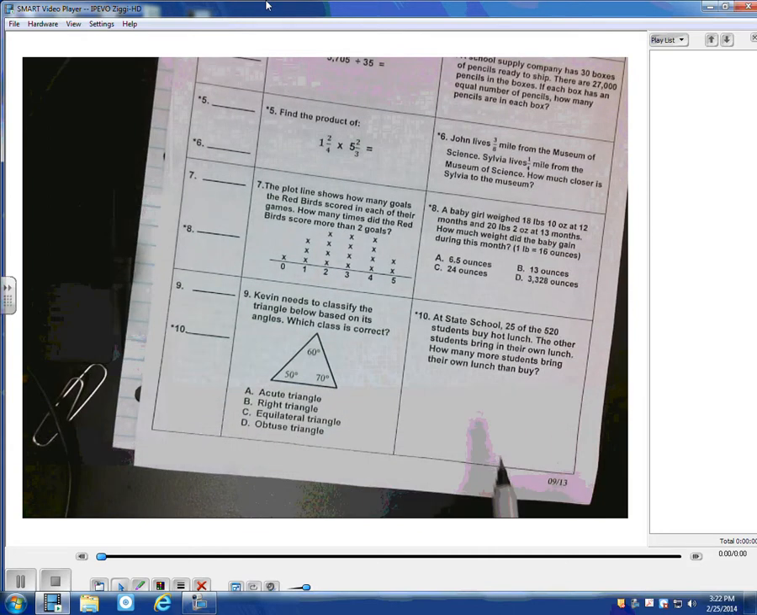Number 9, I'm just going to have you look in your planner. It says Kevin needs to classify the triangle below based on its angles. Which class is correct? So I want you to go in that section of your planner that talks all about the triangles, and you should be able to do that one there.